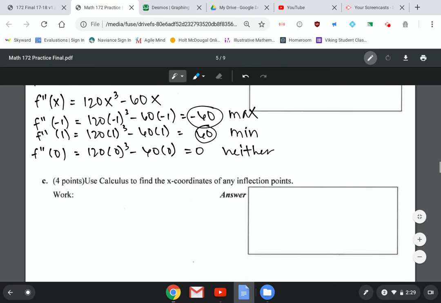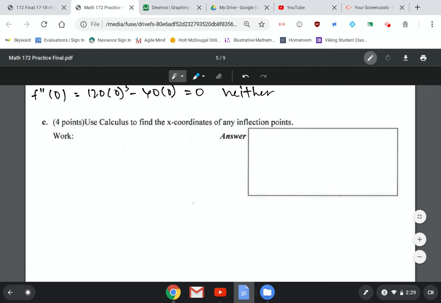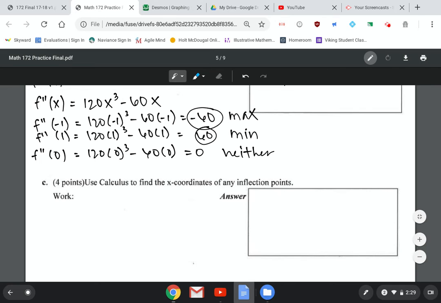Okay, so we're on C. Use calculus to find the x-coordinates of any inflection points. We use the second derivative to find inflection points. And so we already actually solved for the second derivative. It's right here. So now we just need to set that equal to 0. So 0 equals 120x cubed minus 60x. Let's factor out the stuff that we know. So we know 0 equals 60x times 2x squared minus 1. Set each of your factors equal to 0. So this is a factor and this is a factor.